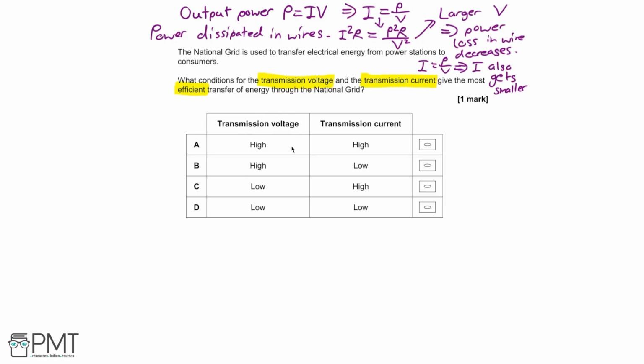So firstly, we require the transmission voltage to be high, so that keeps A and B, and rejects C and D because they both say low. And then we also want a small transmission current, which means that now we reject A too. Therefore, our answer is B, because this has a high transmission voltage, which will minimize the power dissipated in the wires, and through that, we have a small transmission current.